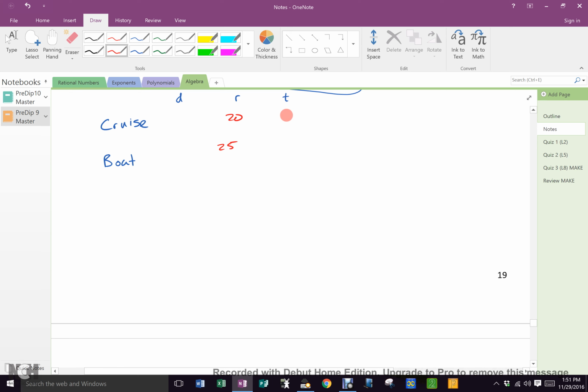Who left first? The cruise ship has been on the high seas for x amount of time. The private boat has been on the seas for x minus 1, because they left an hour later. Now, when did they overtake? That's when they caught up to each other, right? So that means their distances would be what?